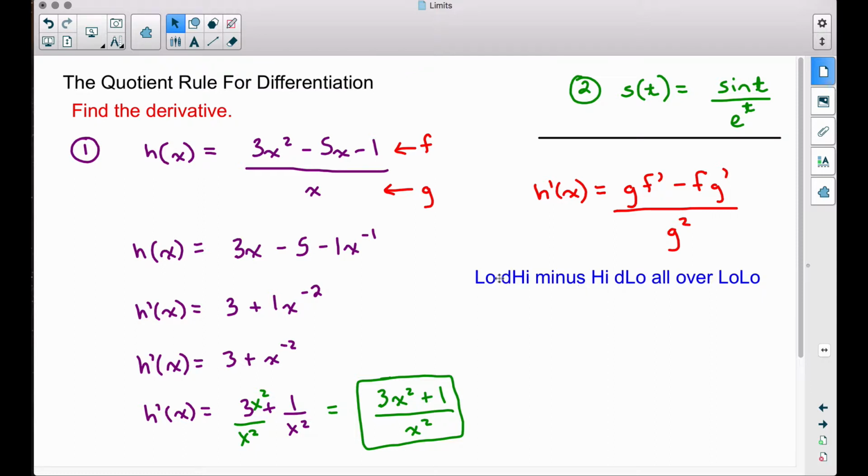Well, really what we're doing here is this. We're taking our low function, the g, d high, the derivative of our top. So there's our low d high, that's the derivative of our top, minus the high function, f, the top function, d low, that's the derivative of our bottom, all over low low. So all over low low, or low squared. We're taking the low function times the low function. That's what the low low stands for. So the d high, d low, that means your derivative of your high function, your top function.